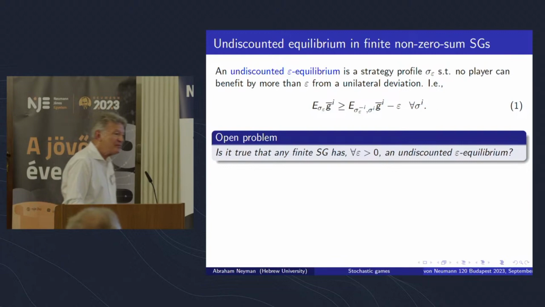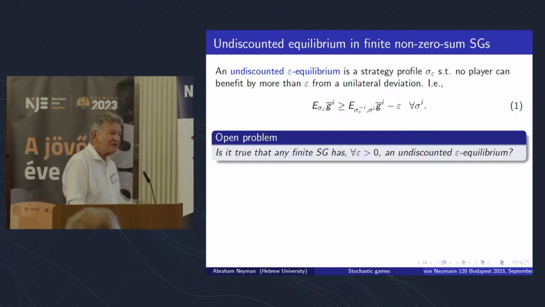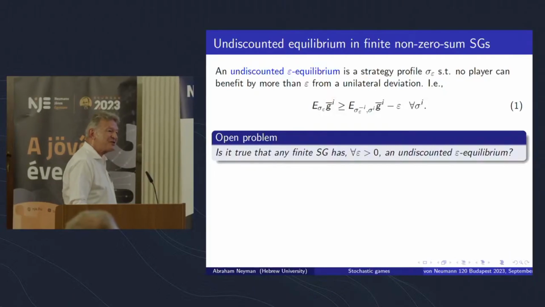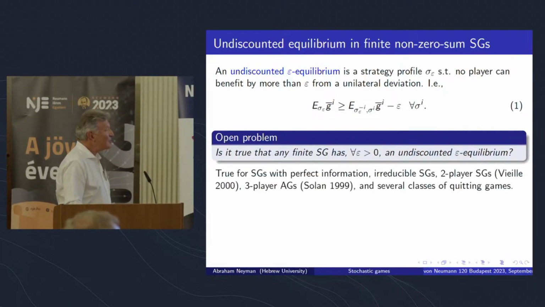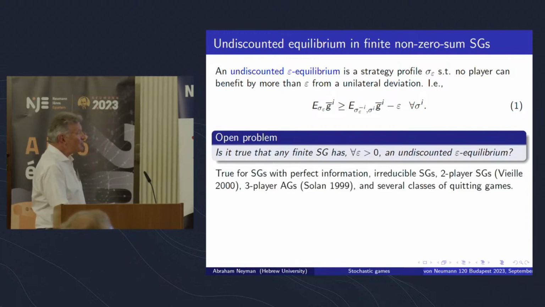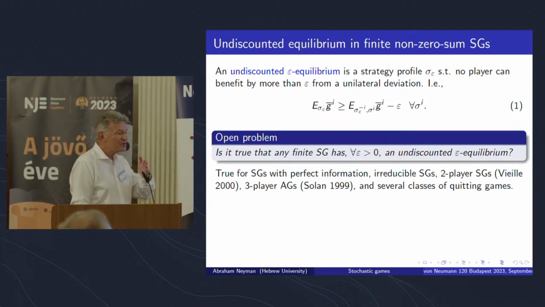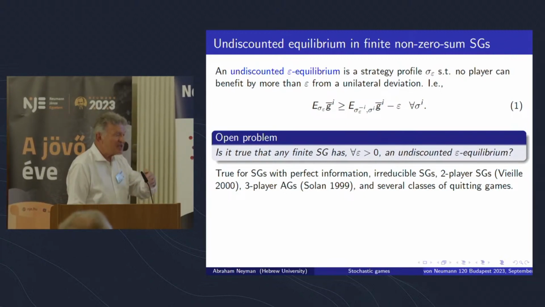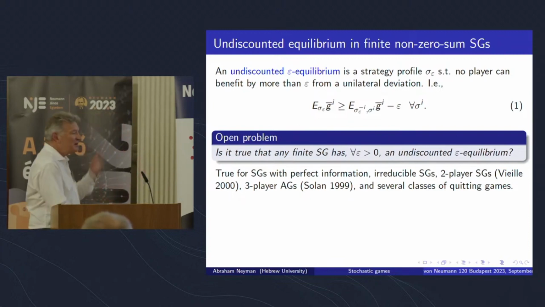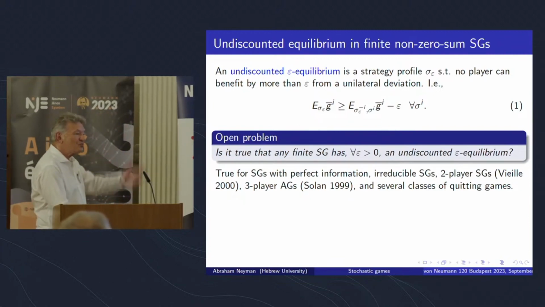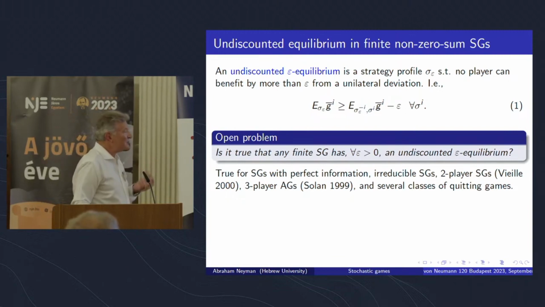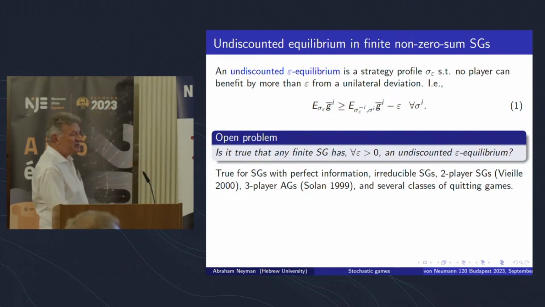An open problem, the one that I promised, with dinner plus transportation: is it true that any finite stochastic game has, for every epsilon, an undiscounted epsilon equilibrium? Much work has been done on this, and special cases are known where this is true. It is true for stochastic games with perfect information, which are finite stochastic games where for each state only one player moves. There are irreducible games, which means if you play a family of what are called stationary strategies, then the Markov chain on the states is irreducible.